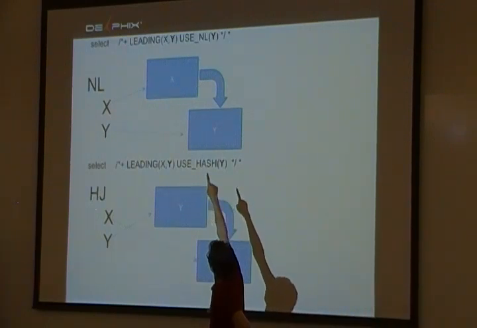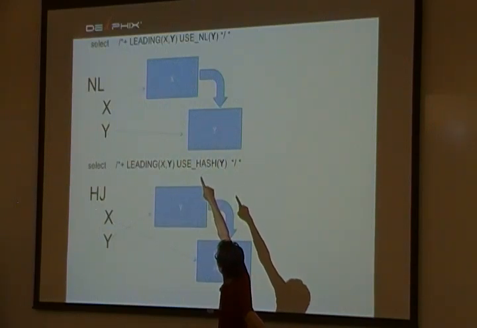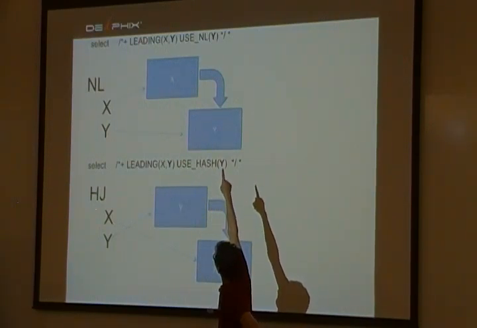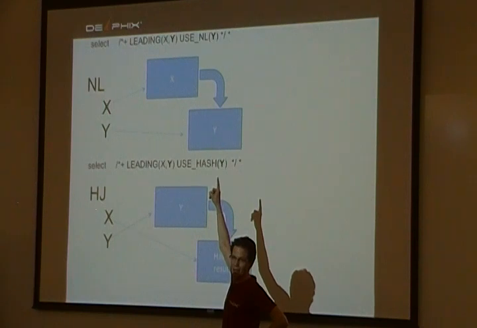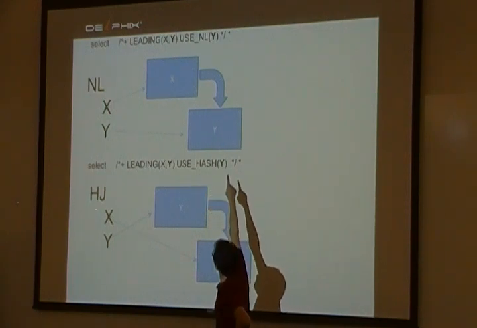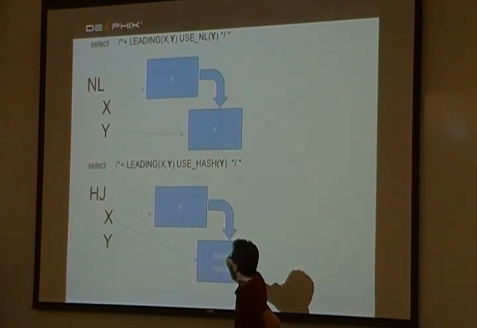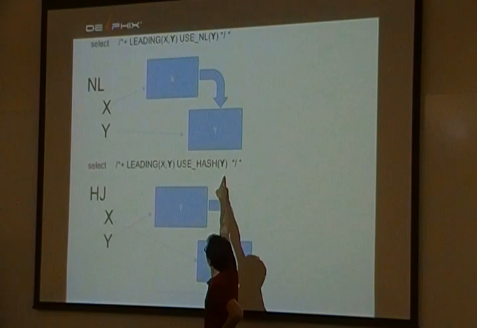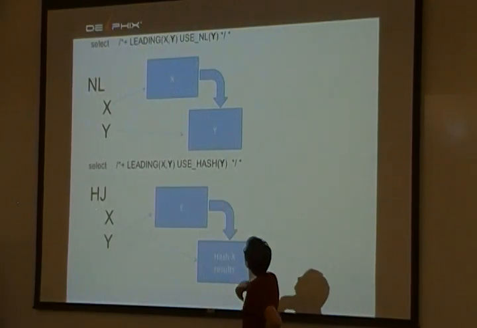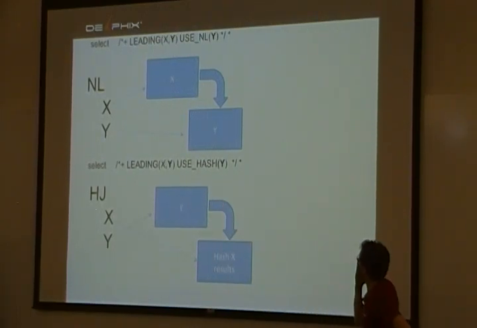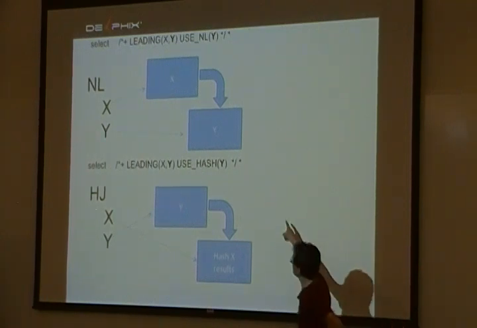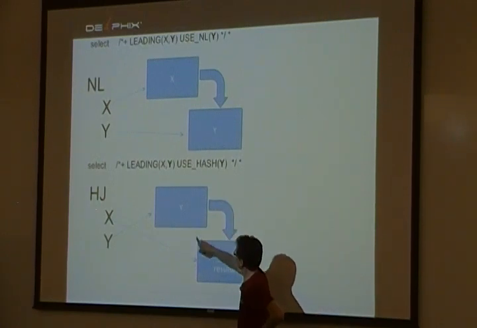If I say leading x, y, the table order will be x to y, and the only nested loops hint that will make sense is y. Y is going to be the second table. If I said nested loop x, Oracle would ignore me. If I only do hash joins, it's the opposite. So I say XY, the hash has to be the second table. Sorry. The Y is the first table.